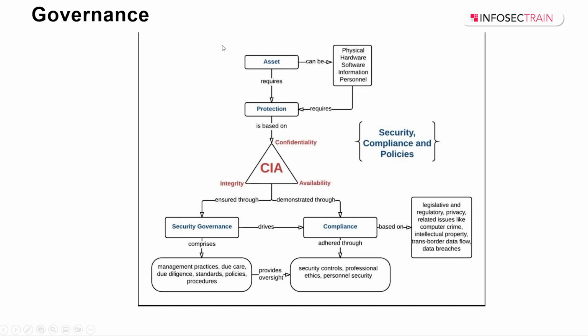In order to understand governance, there is a diagram I have which gives you better visibility. So we have an asset here. An asset can be physical, it can be hardware, it can be software, it can be information, it can be personnel. An asset requires protection based on confidentiality, integrity, availability.